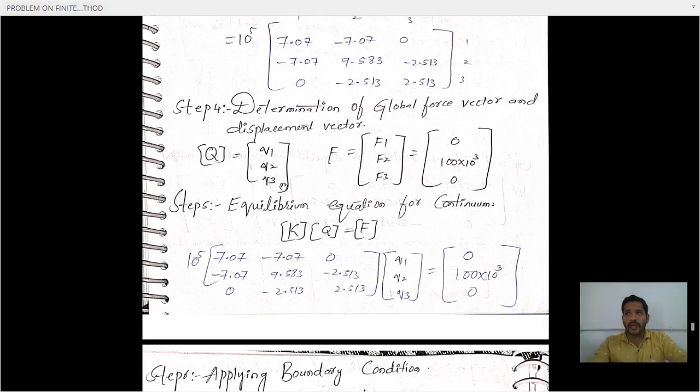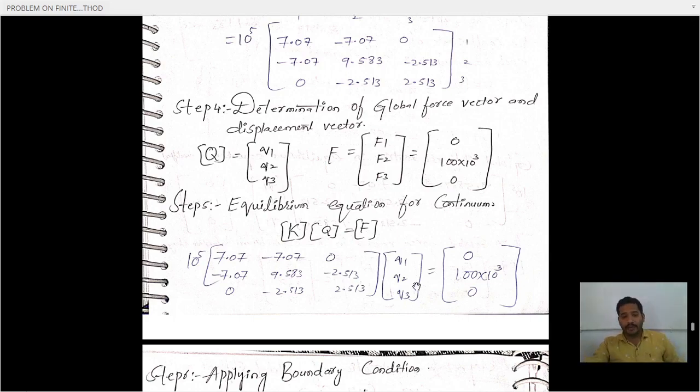So how many nodes do we have? We have 3 nodes. For that reason, the nodal displacements are represented as Q1, Q2, Q3, and the nodal forces are F1, F2, F3. We know very well the first end is fixed and the third end is fixed. For that reason, the F1 value is 0 and the F3 value is 0. The force is acting at the center point. How much? 100 into 10 power of 3.